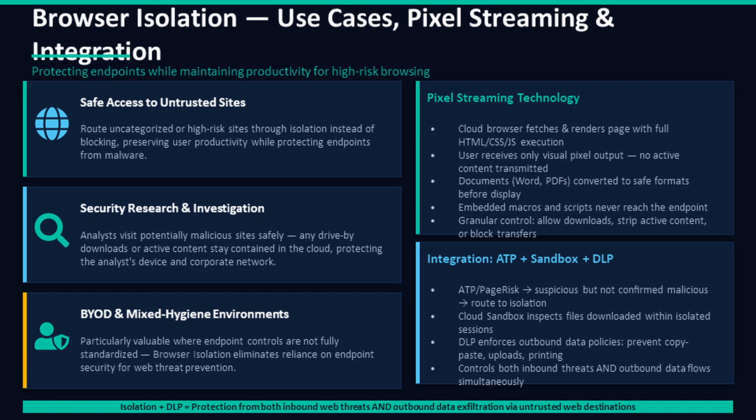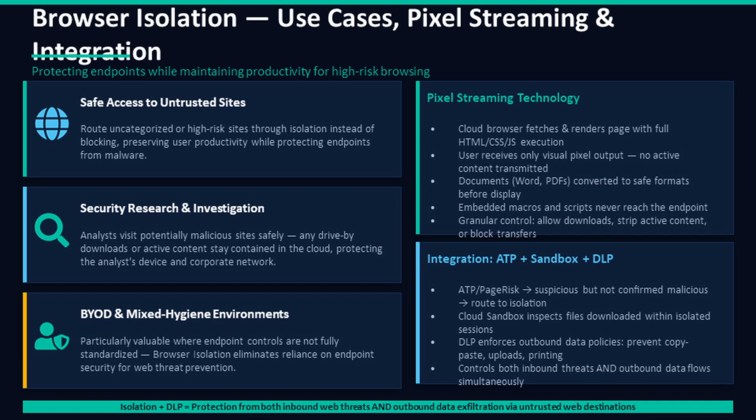The first and most common use case is safe access to untrusted or uncategorized sites. Organizations constantly face this tension. Blocking an uncategorized site might be blocking something legitimate that a user legitimately needs. But allowing access to an uncategorized site exposes the endpoint to unknown risk. Browser isolation resolves this tension perfectly. You can allow access while eliminating the risk of active content reaching the endpoint. The user gets what they need, the organization gets protection.